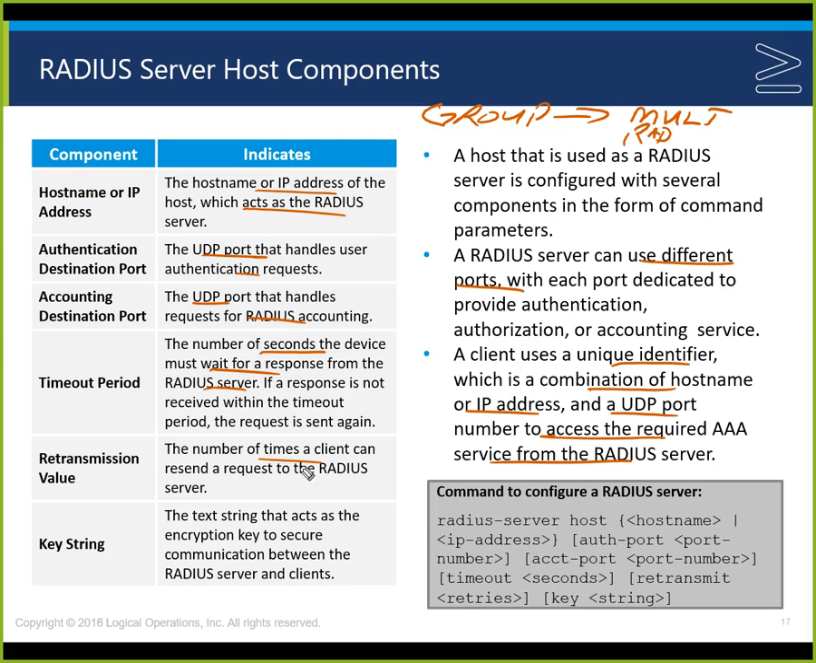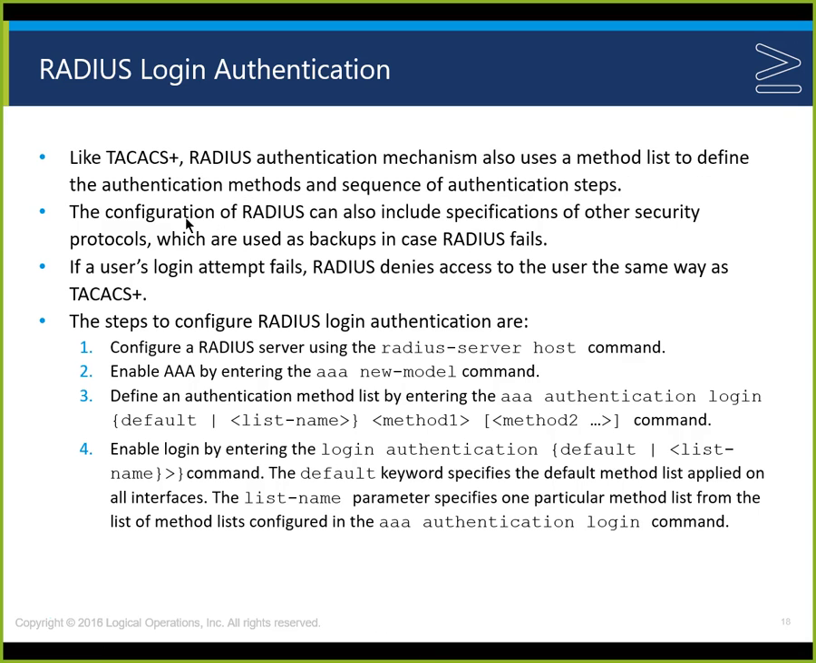Retransmission value, the number of times the client can resend the request to the Radius server, and then the key string was the secret key, which acts as the encryption key to secure communications. It also acts as a password, as a key to know that we've configured them properly and that they should be talking to each other, one logging into the other.